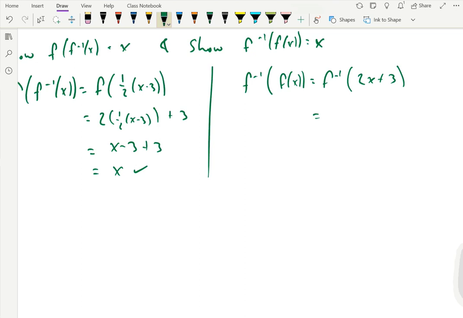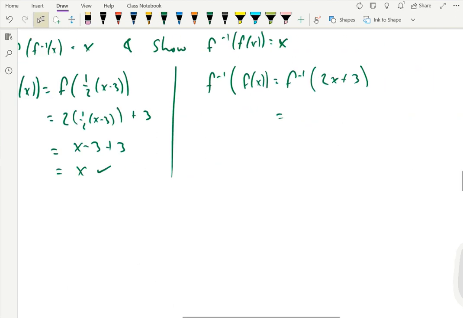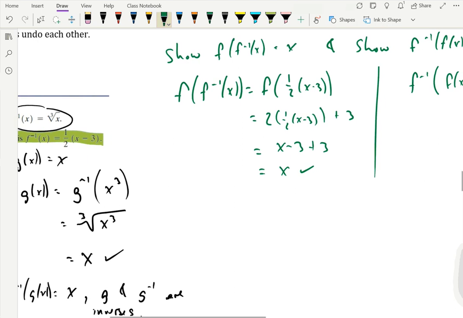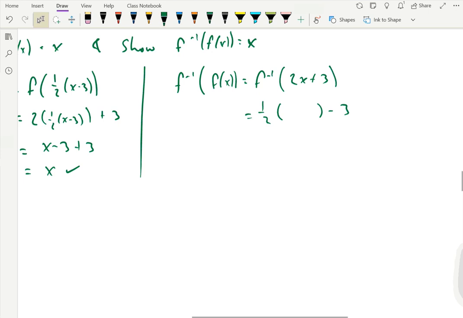Now I want to apply the inverse. Okay, so what is my inverse function? My inverse function says take the input, subtract 3, and then take half of it. So that's what it means here. X is our input. So we're going to take our input minus 3, and then we're going to take half of that. So it was half of our input minus 3. So there's our input minus 3 and then half of that.